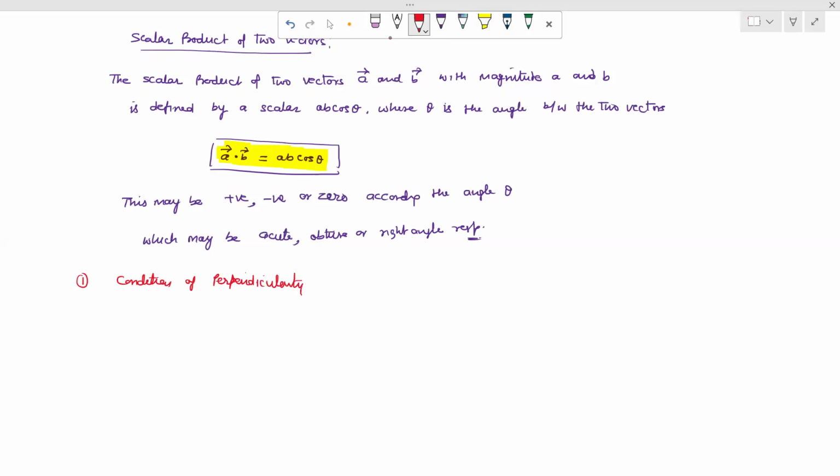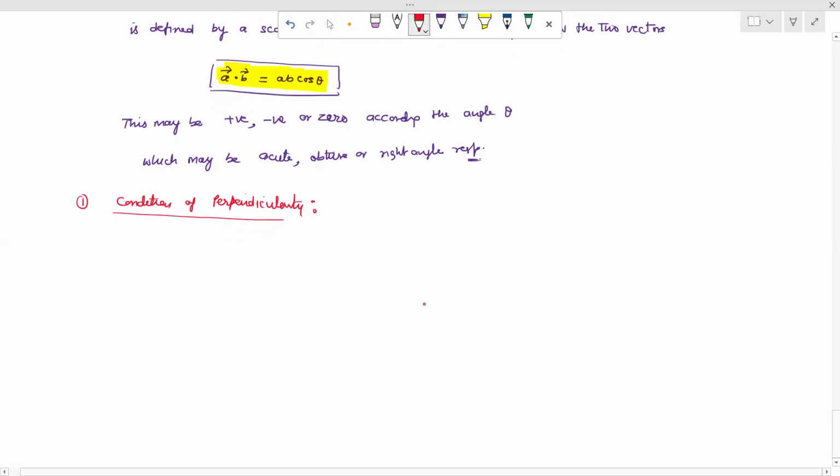Condition of perpendicularity. For the perpendicular condition, two vectors A and B are said to be perpendicular if vector A dot vector B is equal to 0.